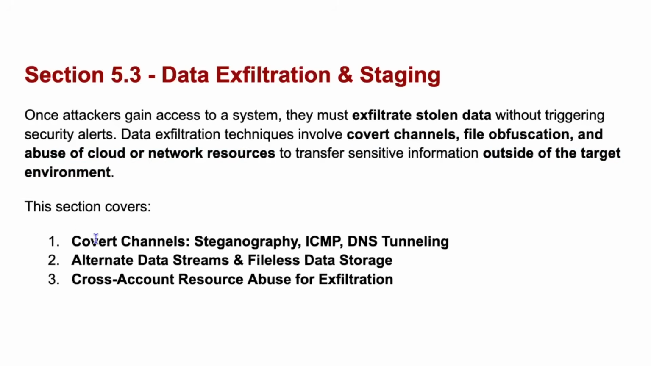That's basically it. So the sections that we're going to be covering are covert channels, steganography, ICMP, and DNS tunneling. We're going to talk about alternate data streams and fileless data storage, and cross-account resource abuse for exfiltration. So very fancy types of terminology here, and hopefully we'll be able to simplify some of this so that you can wrap your mind around it and really understand what all of this is about.